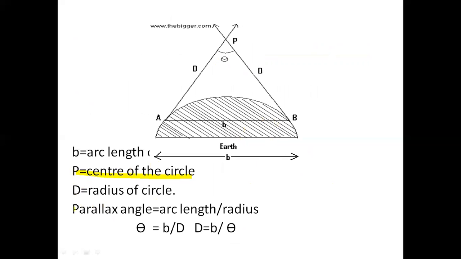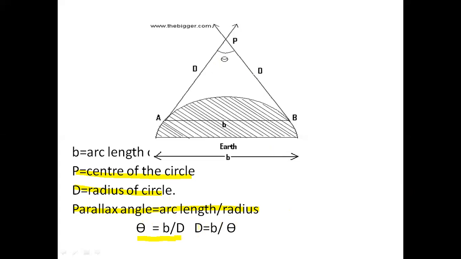So I need the parallax angle. If I want the expression for parallax angle, how do we define an angle here? Arc length, how do we get the angle? By dividing the arc length by radius. So after drawing the circle, the basis B becomes arc length. Before drawing the circle, B is the basis itself. But after drawing the circle by assuming P as the center, D is the radius of the circle. Then the expression is theta equals arc length, that is B, divided by capital D.